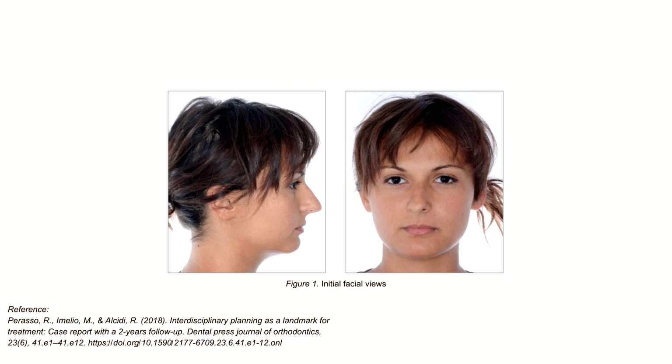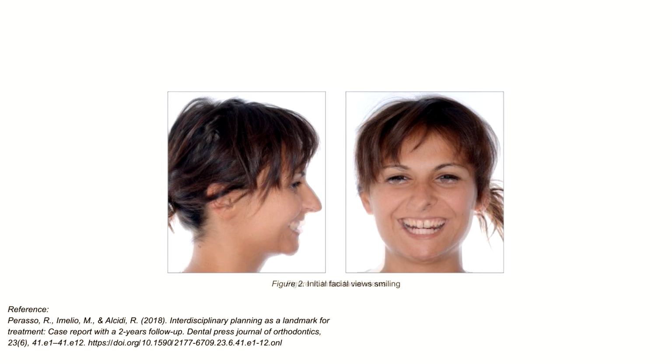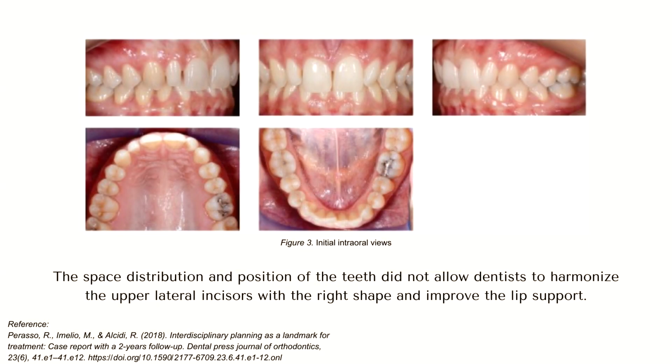Figure 1 shows the patient's initial facial views, and Figure 2 shows the patient's initial facial views smiling. Figure 3 shows the initial intraoral views of the patient. As you can see, the spaces on the mesial and distal aspects of the maxillary right and left lateral incisors are so small, which is not enough for veneer placement. Also, there is a diastema between the maxillary central incisors and moderate crowding of the mandibular incisors.